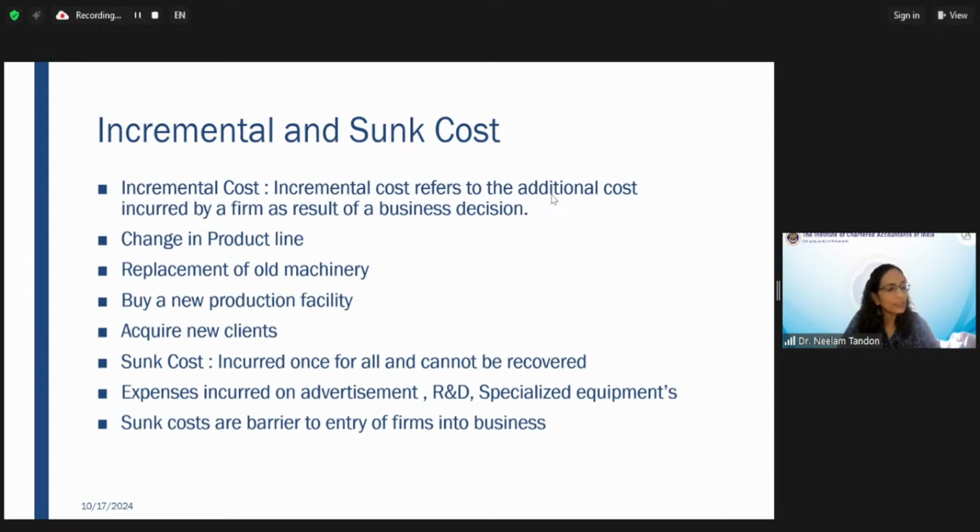Sometimes sunk cost becomes so high or huge, because of some decisions a firm might have taken, and that is why it creates entry barriers. दूसरी firms उस business में आने के लिए सोचेंगी कि इसमें sunk cost high है और we should not enter in this sector. So it can create barriers for entry into that business, sunk cost.